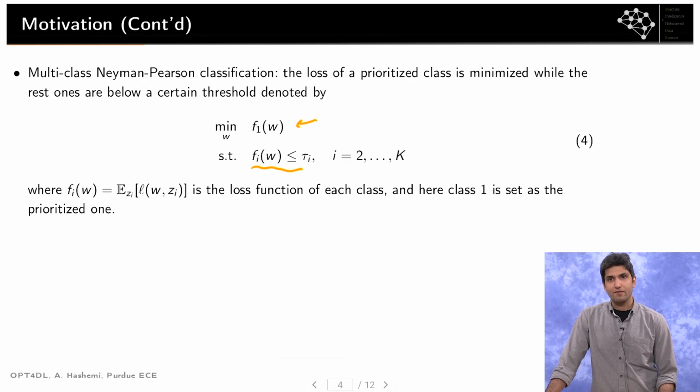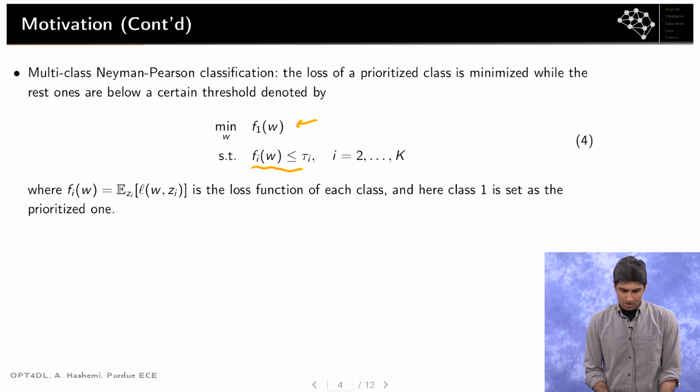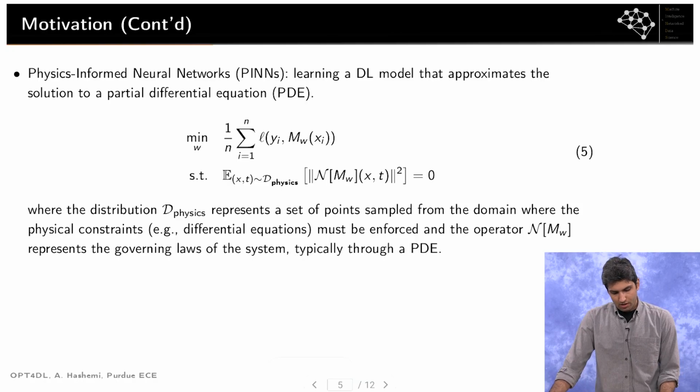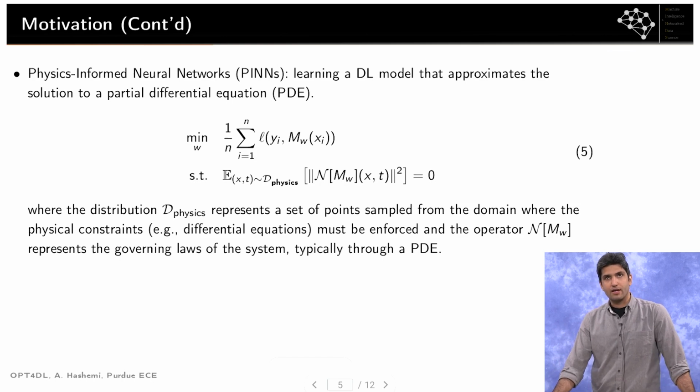So therefore, if we associate classes to different distributions, this is like saying that each of these Fi's is a stochastic function with a different source of randomness. All right, so that's one example that indicates the importance of constrained learning. Another example is the famous application of physics-informed neural networks. The idea here is that we want to learn a deep learning model that can approximate the solution to a differential equation. Could be an ordinary differential equation or, most notably, a partial differential equation.